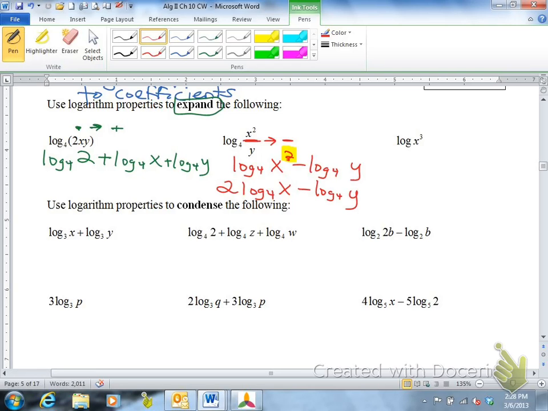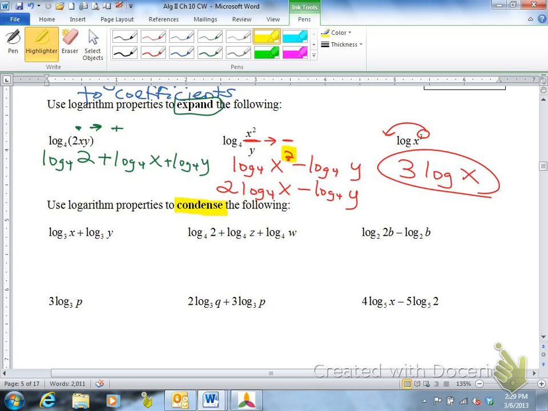And the last one, just to remind you of the power property, you can move the exponent out in front, so you have 3 log x. And that would be the answer for that. It's a lot more common, though, to have to condense logarithms. So that's why I gave you 6 examples rather than 3 examples.